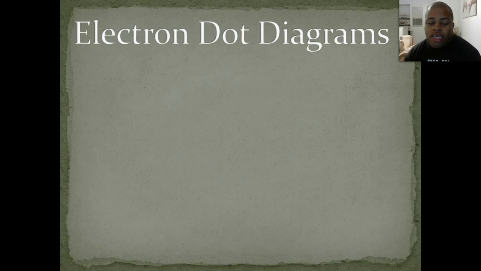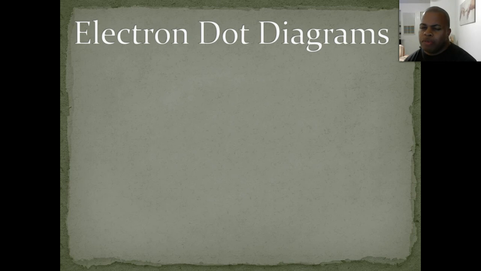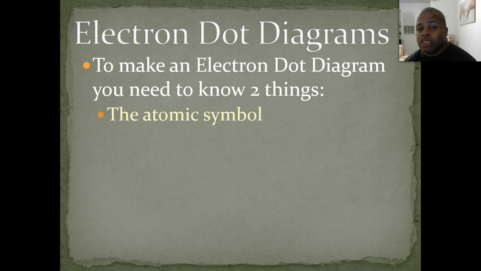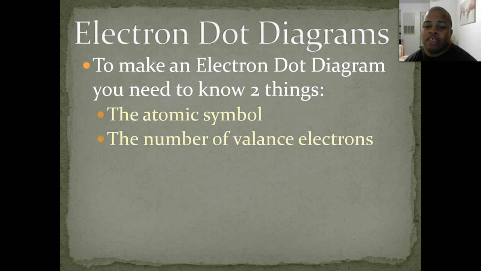Now, taking the other approach, which I think most people will like because these can be very easy to deal with, we'll look at what are called the electron dot diagrams or Lewis structures. There are 2 things that we need for the electron dot diagrams. We need the atomic symbol and the number of valence electrons. Remember, the valence electrons are the ones that are on the outside ring of the atom.